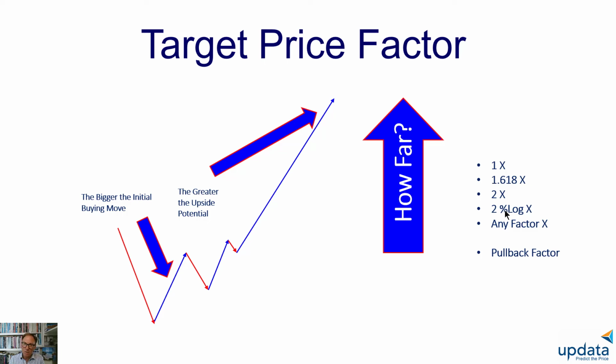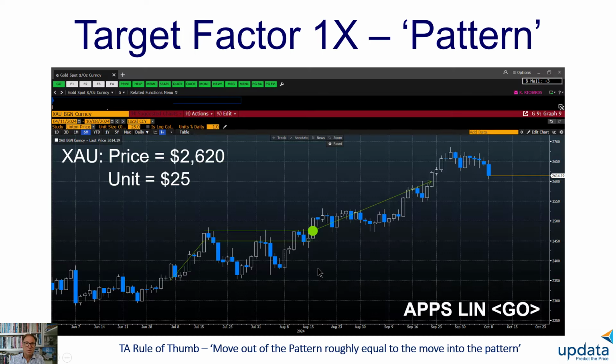Now in Abe Cohen's book, it was 2 times, and that was his method, and that was his method only. Log scale charts were virtually impossible to do without a computer, and so that 2% log scale has really become possible with computers. But we could look at using other factors like 1 for pattern, 1.618 for Fibonacci, or any factor we like. And then, of course, we just need to also think about the pullback factor, which I'll talk about.